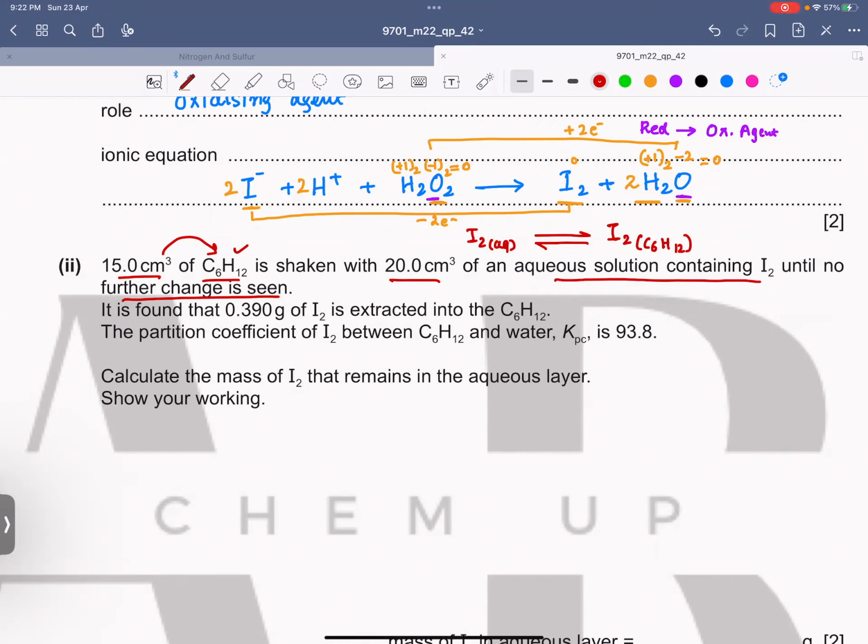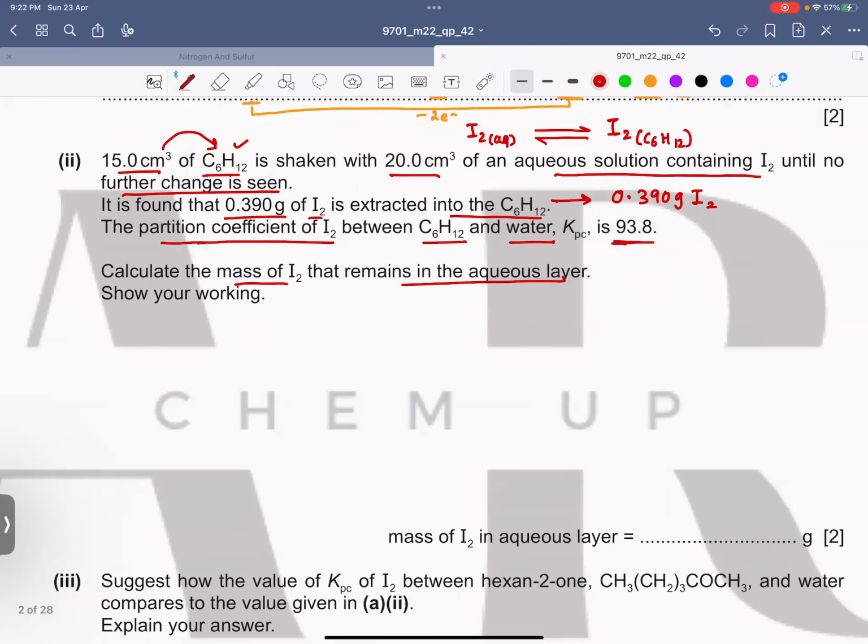Now, it is found that 0.390 gram of iodine is extracted into C6H12. Okay, so it means that when the equilibrium is established, 0.390 gram of iodine is present in hexane. The partition coefficient of iodine between hexane and water is 93.8. It's cyclohexane. Calculate the mass of iodine that remains in the aqueous layer.